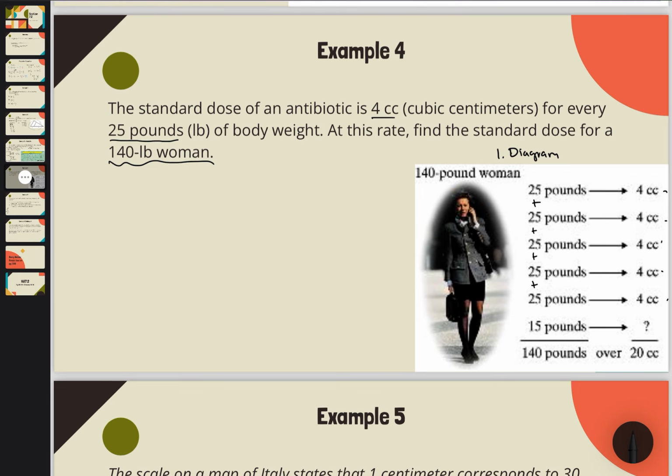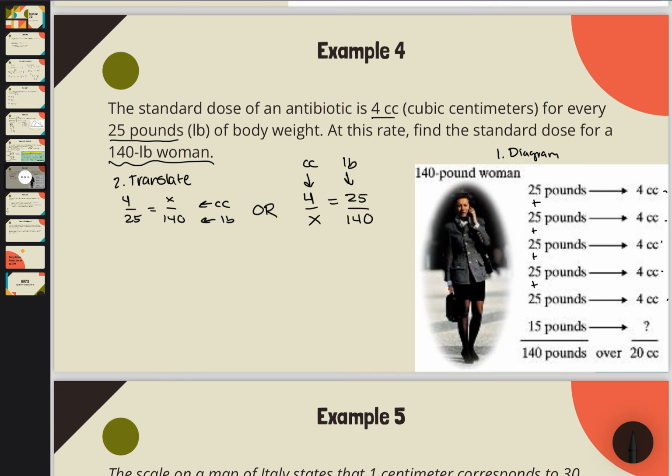So they already gave us that diagram here. That's step number 1. Step number 2, translate. How can I create a proportion over here? There's 2 different ways that you could create this. You could keep your cc's on top, and you could keep your pounds on the bottom. So I know that 4 cc's corresponds to 25 pounds. That's going to be equal to how many cc's for 140 pounds. The other way you could set this up is by keeping the cc's together in a column and the pounds together in a column. So I know that 4 cc's corresponds to 25 pounds. How many cc's corresponds to 140 pounds.